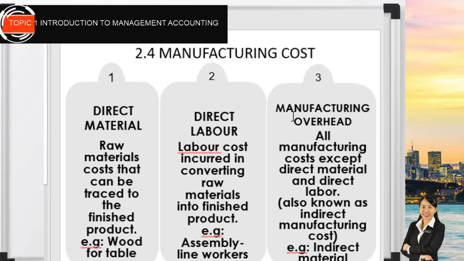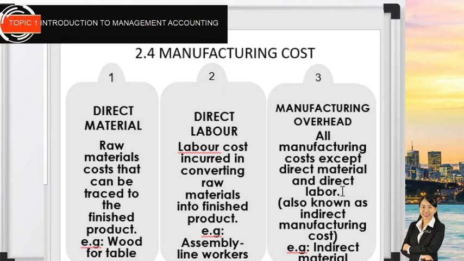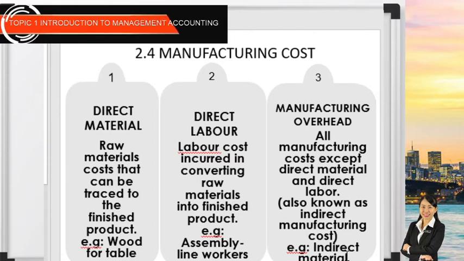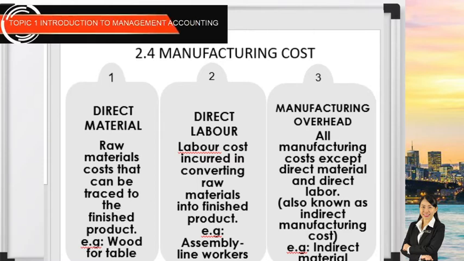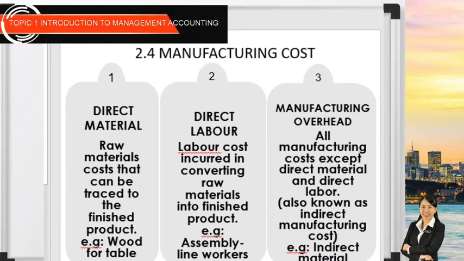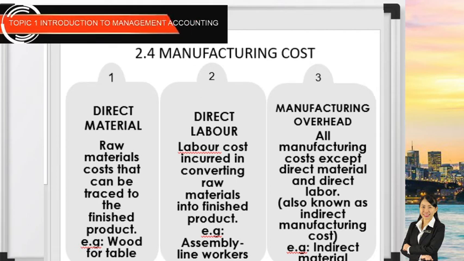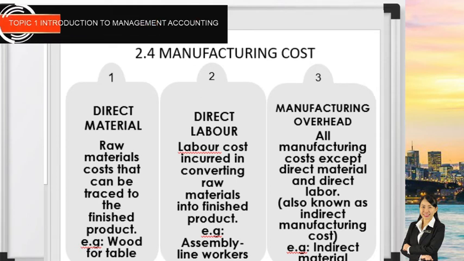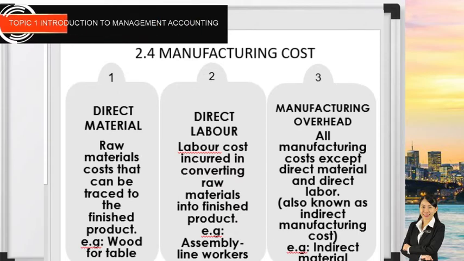Last, manufacturing overhead. All manufacturing costs except direct material and direct labor. Examples: indirect material, indirect labor, or everything that starts with the keyword factory. Factory rental, factory utility fee, it will all be classified as manufacturing overhead.